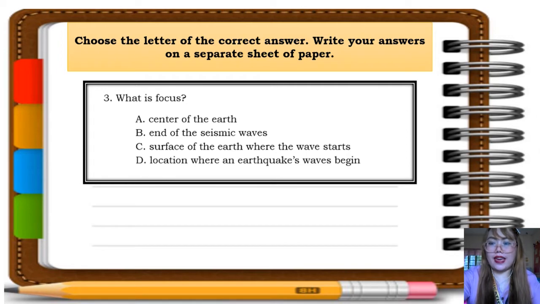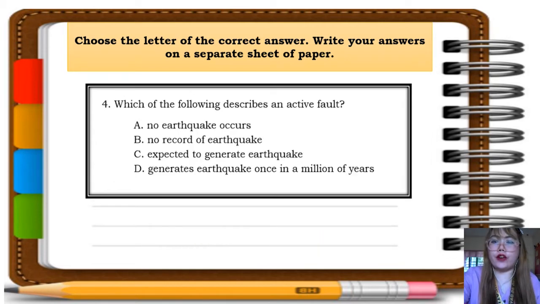Number 3. What is focus? A. Center of the Earth. B. End of the seismic waves. C. Surface of the Earth where the wave starts. D. Location where an earthquake's waves begin. Answer. Letter D. Location where an earthquake's waves begin.